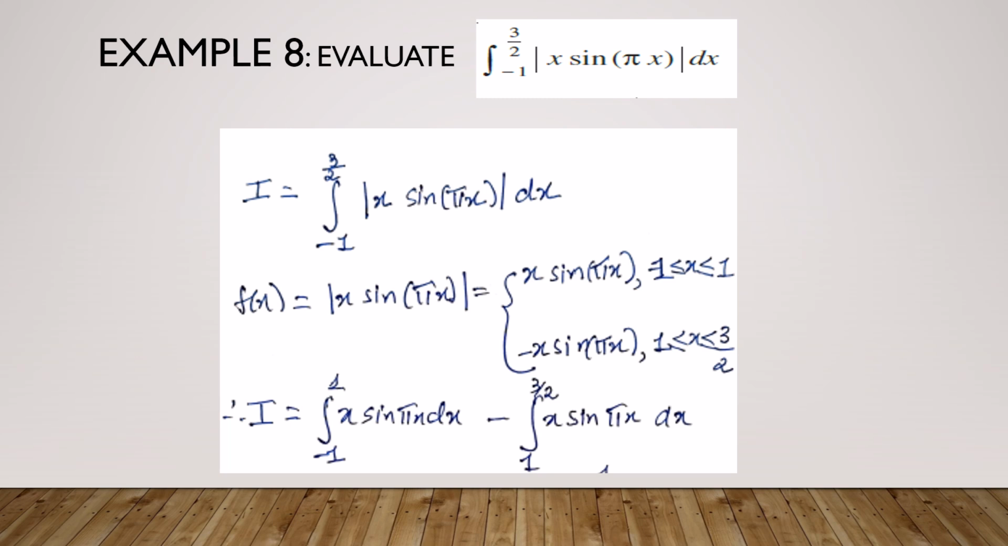Next important example: integral minus 1 to 3 by 2 of mod of x sine pi x dx. Now our function is mod of x sine of pi x. I have written this, I have divided it into two parts. Basically you should be dividing it into three parts. I will explain step by step why we have defined f(x) in this manner.